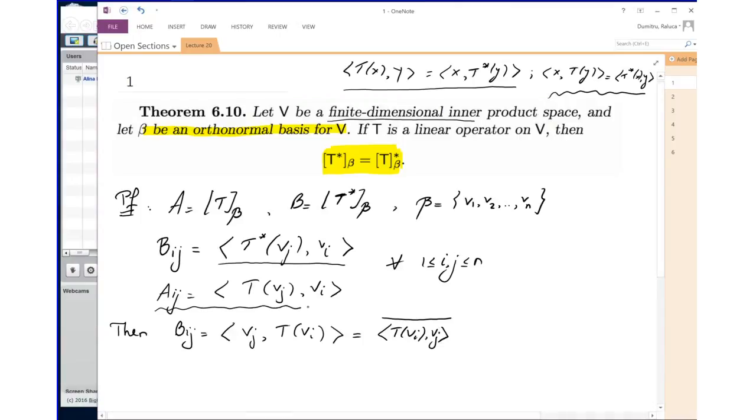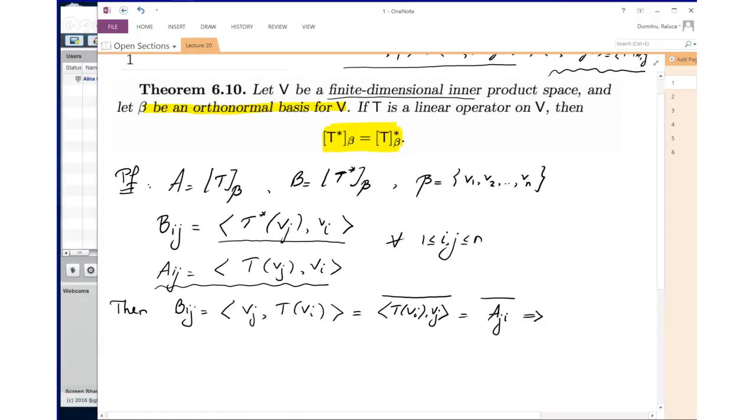But if you look at this, the inner product between T of Vi and Vj is in fact Aji, right? You flip the two indices, and you need to take the complex conjugate of Aji. But in terms of matrices, that is exactly that operation of taking the transpose and the conjugate at the same time. So this says exactly what we need, that B is the adjoint of the matrix A. Okay, so nothing too complicated to check that.